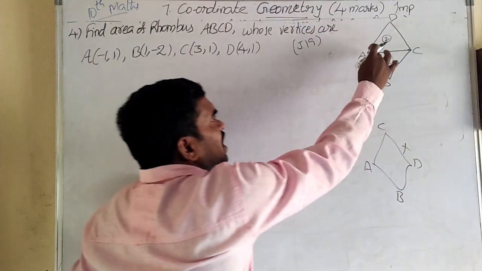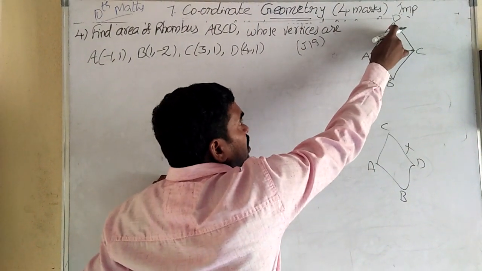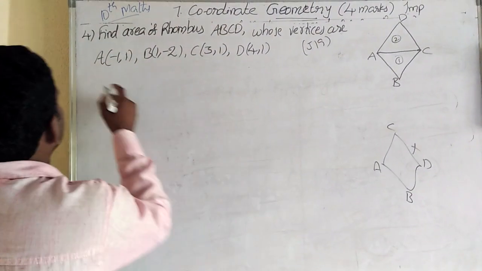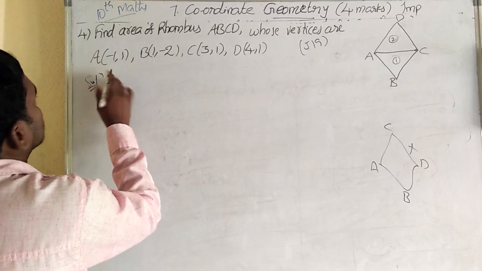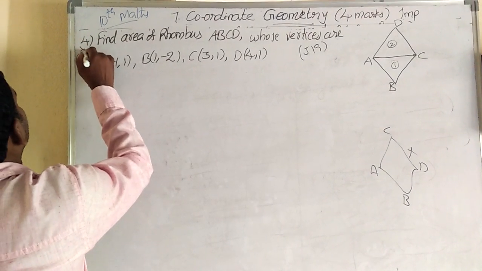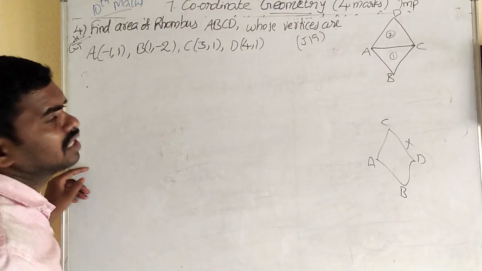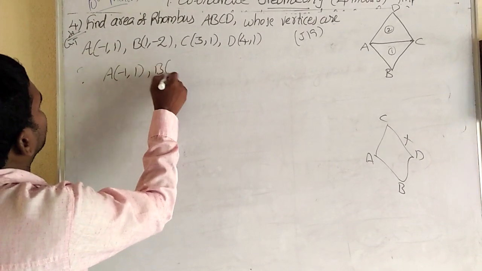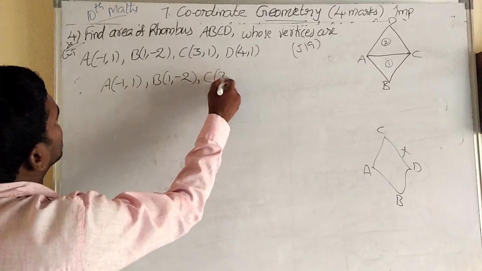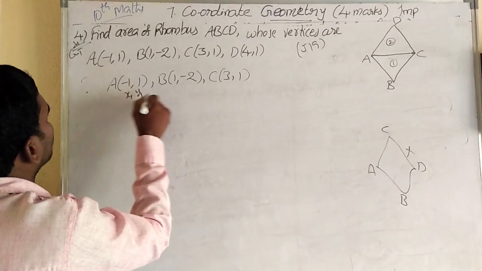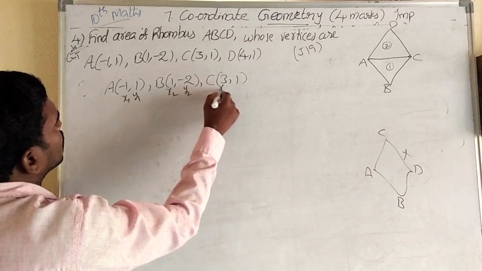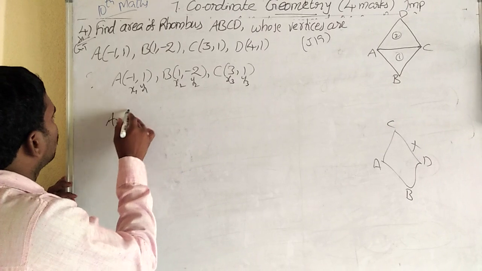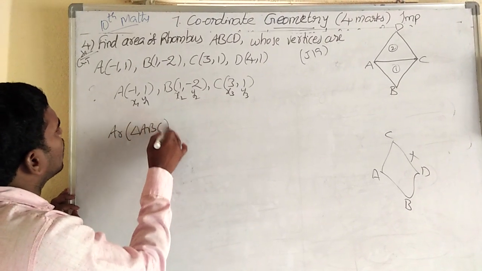Or otherwise find the area of triangle ACD, then there is no need to find the second area. Okay. Suppose I am finding, given that A, B, C, D. I am taking A as (-1, 1), B as (1, -2), C as (3, 1), so x1 y1, x2 y2, x3 y3. Here first I am finding the area of triangle ABC only.